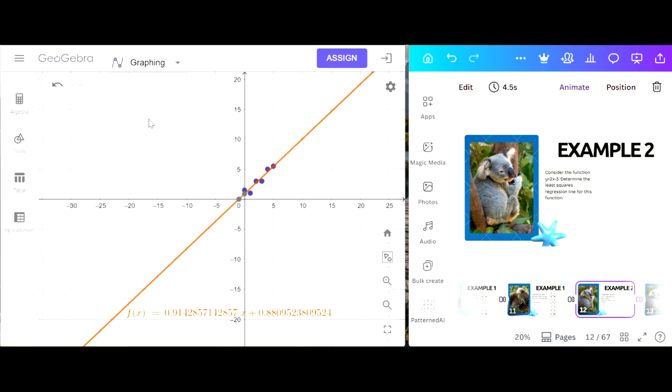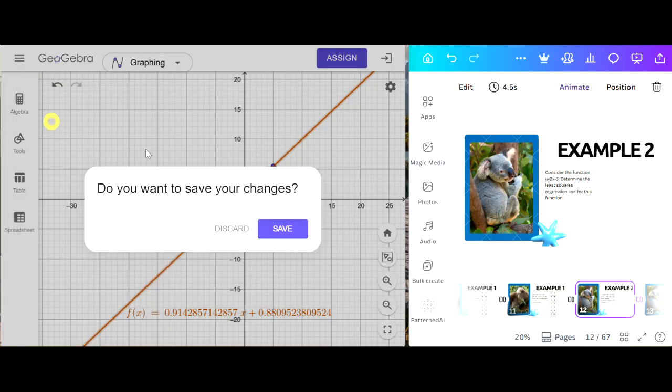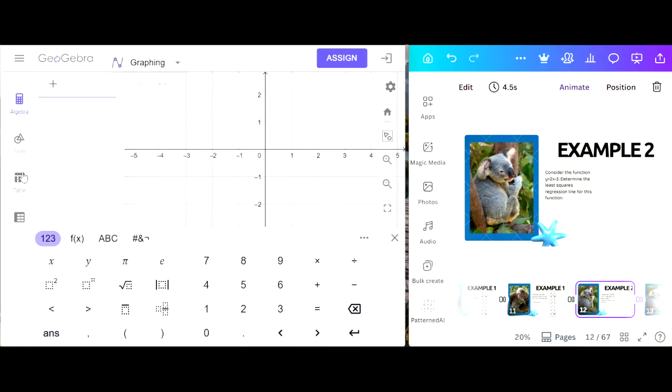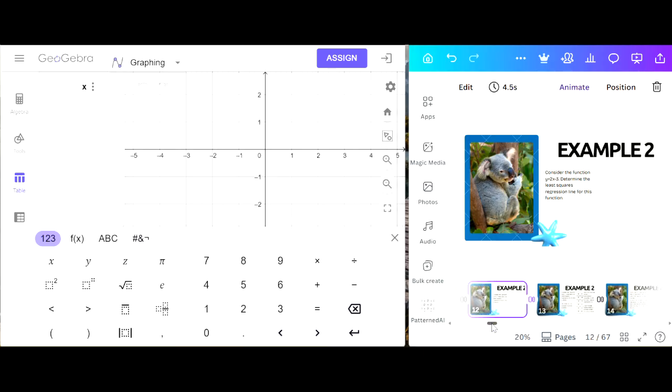Let's go to example number 2. First thing we need to do is clear all so we can start over. Okay, consider the function y equals 2x minus 3. Determine the least squares regression line for this function. Okay, so what we need to do here is create a table first. It has not provided us with a table.